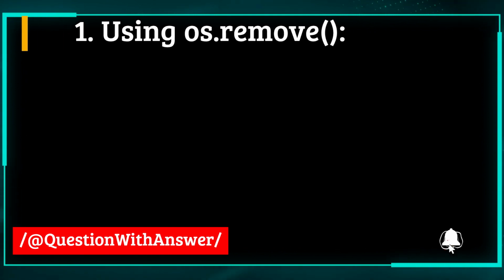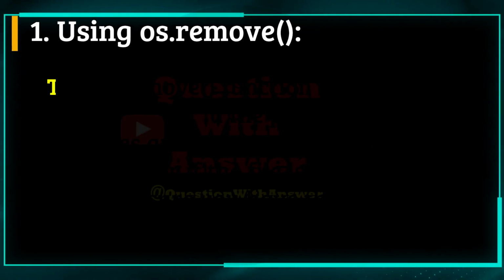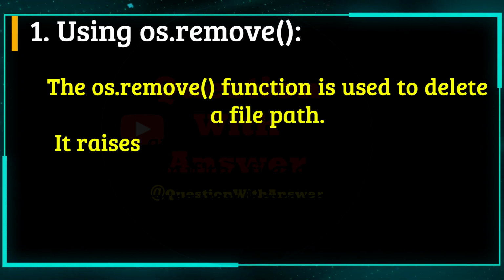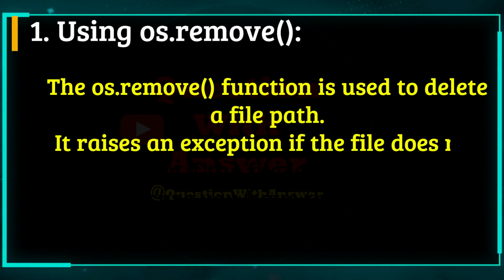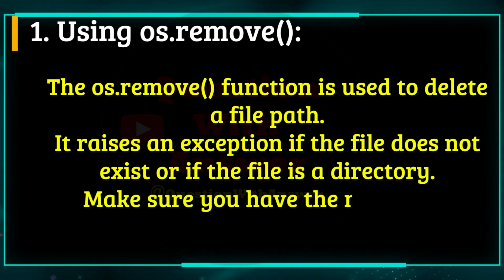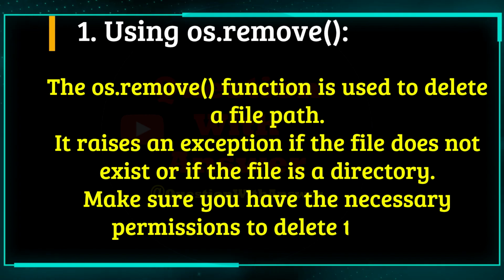1. Using os.remove. The os.remove function is used to delete a file path. It raises an exception if the file does not exist or if the file is a directory. Make sure you have the necessary permissions to delete the file.